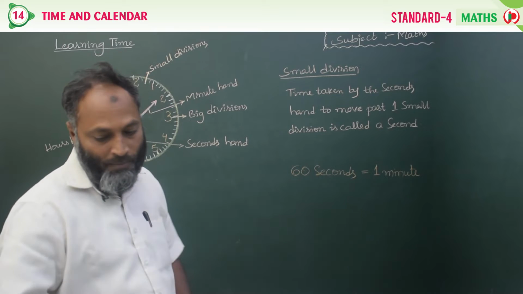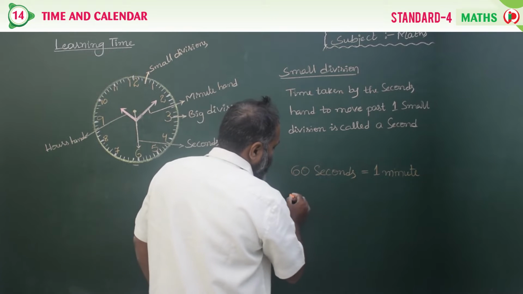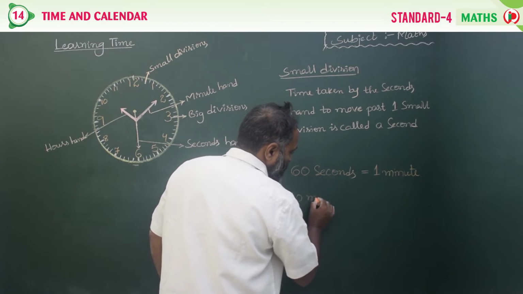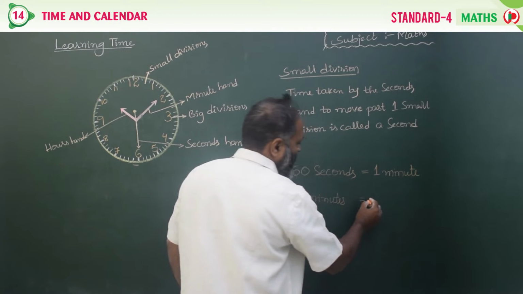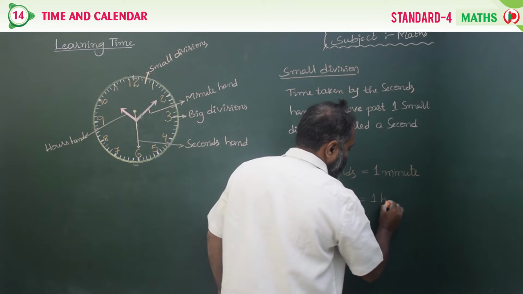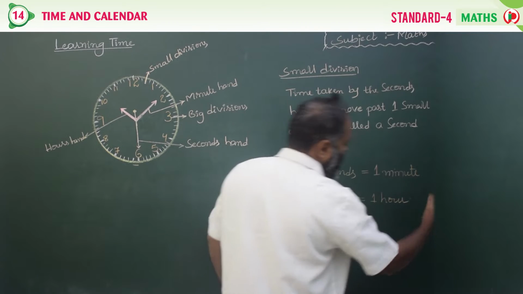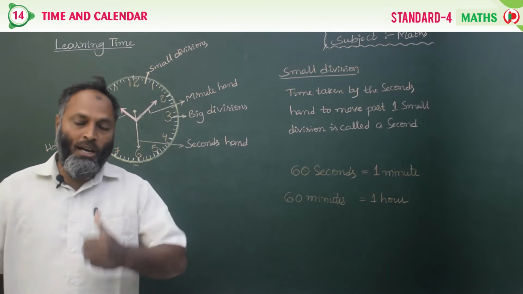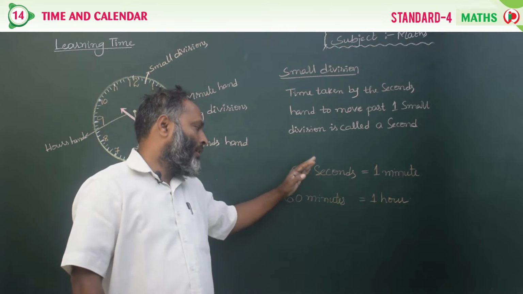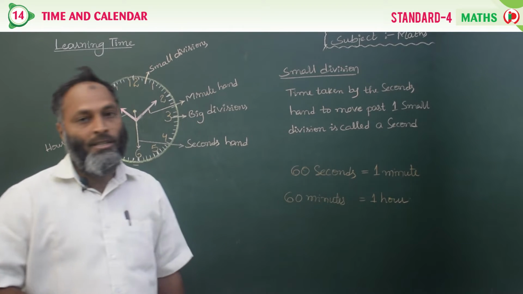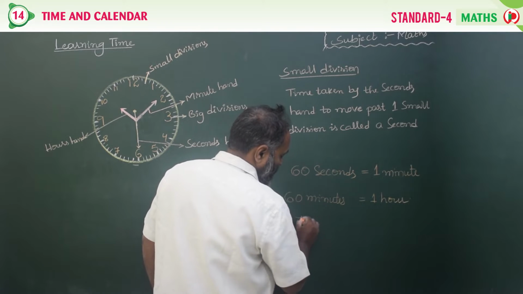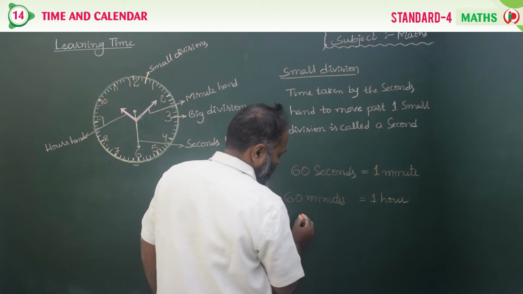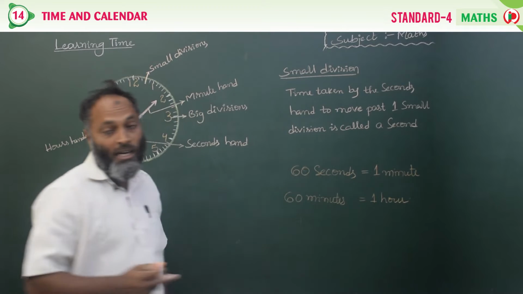In the same way, 60 minutes make 1 hour. In 1 hour how many minutes we have? 60 minutes. Okay. So, in 1 week we have 7 days, and 24 hours make 1 day.